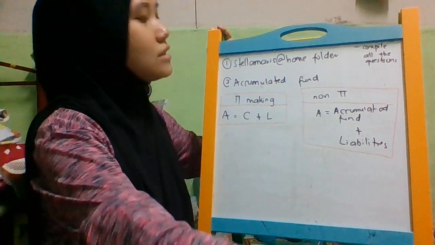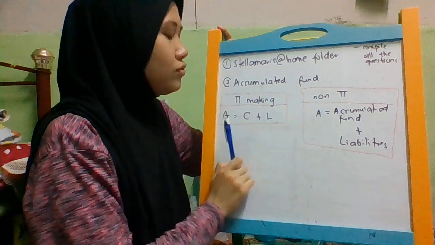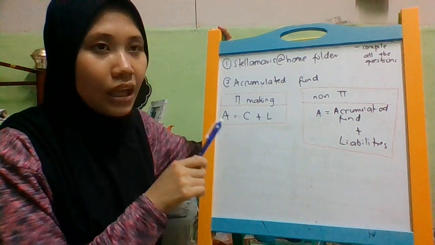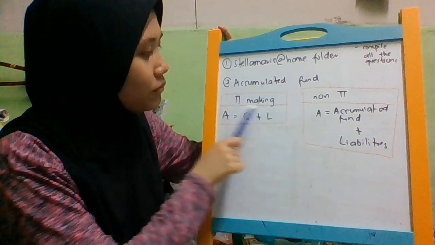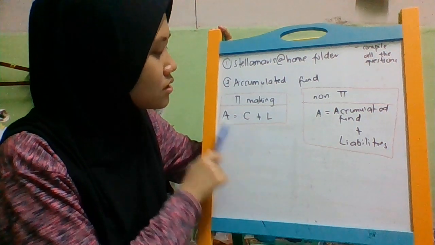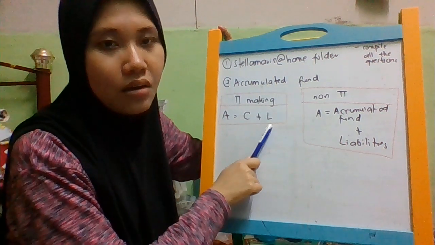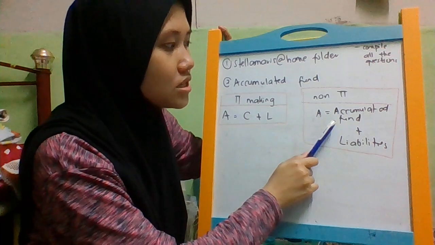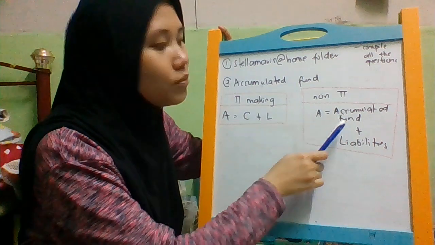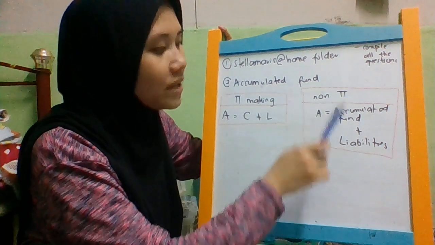Okay, so for today, I'll start with accumulated fund first. So for accumulated fund, I divide into two. First is profit making, and another one is non-profit making. So for the normal company, we call it profit making. For profit making, we use the similar accounting equation, which is asset equal to capital plus liability. But for non-profit organization, especially for club and society, we replace capital here with accumulated fund. Okay, but the rest still the same lah. Asset equal to accumulated fund plus liabilities.